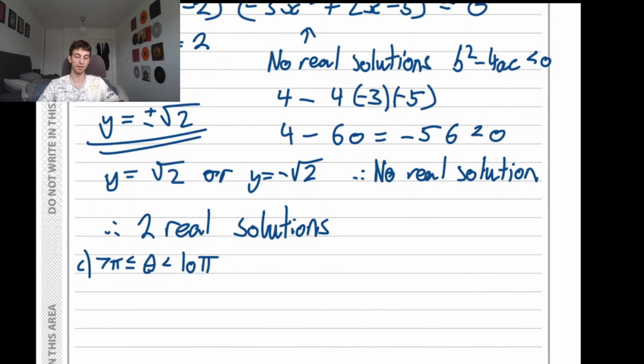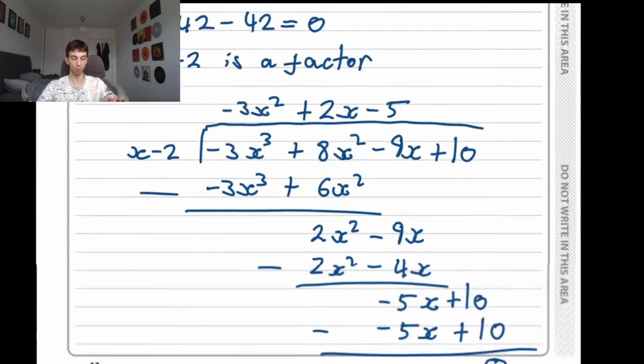Okay, so for part B, we can say therefore we have two real solutions as y can be root 2 or y equals minus root 2, and the quadratic had no real solutions. Now moving on to part C. What do we have for part C?